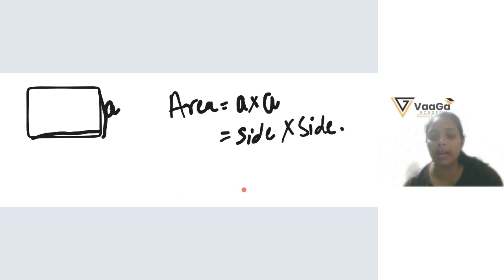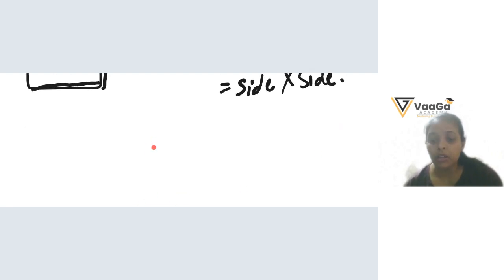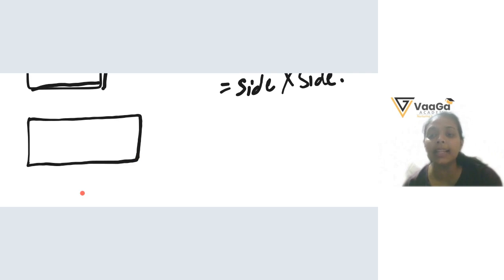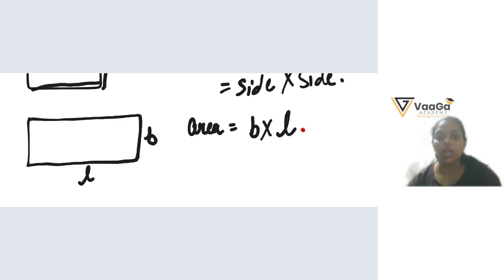Now let's talk about rectangle. In a rectangle, we have two sides. We have names for these sides as length and breadth. Are you aware about it? Yes. Okay. So this is the length and this is the breadth. So what will be the area of a rectangle? Breadth into length. Right, breadth times length. Very good.